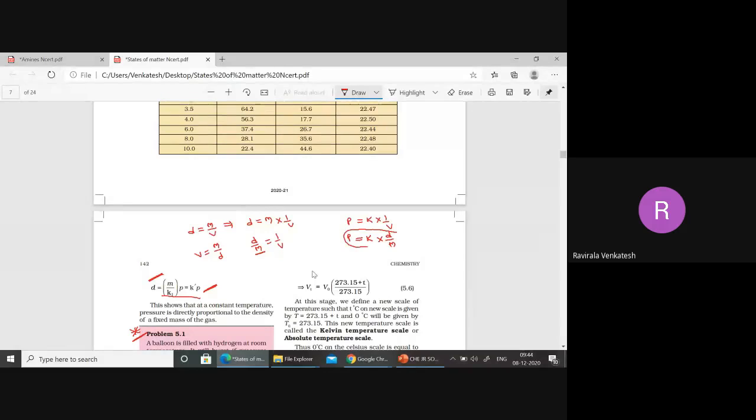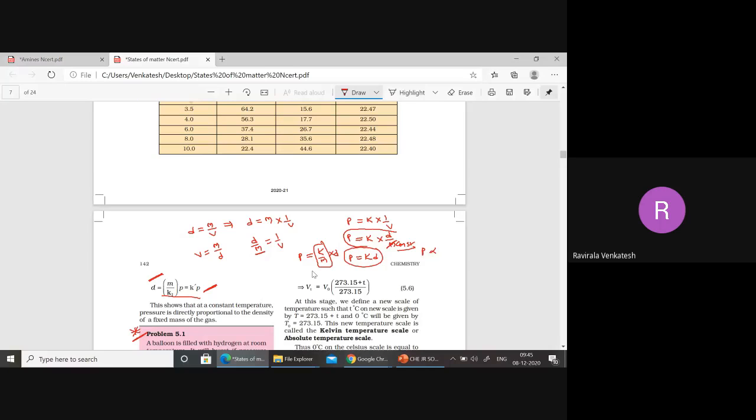This formula we have. Now, already I told you mass is what? Constant here. When mass is constant, what happens? P is equal to K by M into D. Now everything here is a constant. M is constant, K is constant. Now P is equal to what? K into D.